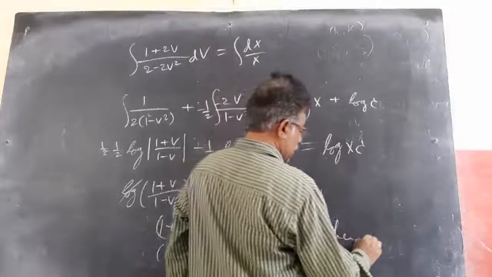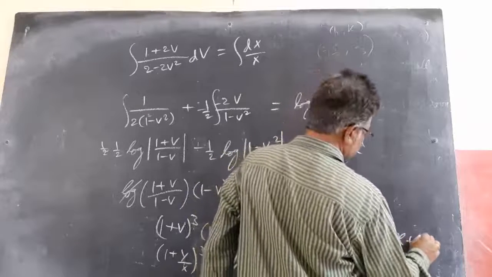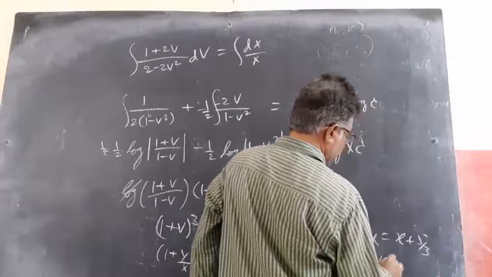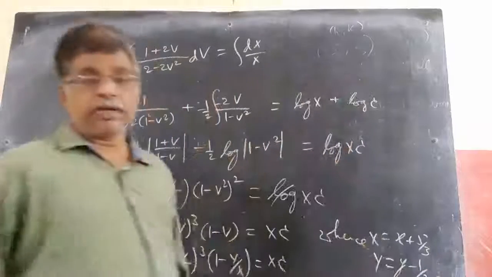where capital X equals small x minus h, so small x plus pi by 3, and capital Y equals small y minus 1 by 3.